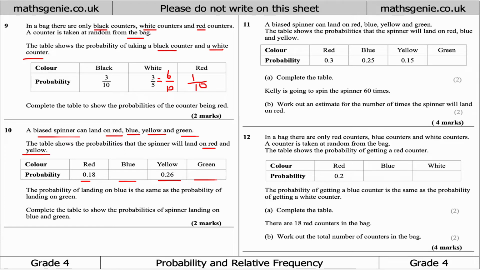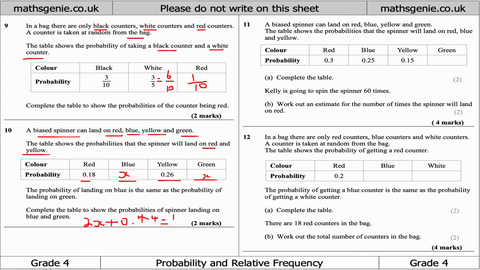However, it says here the probability of landing on a blue is the same as the probability of landing on a green. So if we label this as X here, label this as X, we can form an equation to solve. 0.8 plus X plus 0.26 plus X has to equal 1. So we're going to have 2X plus 0.44 if I'm not mistaken, is equal to 1. Adding the probabilities together has to give me 1.